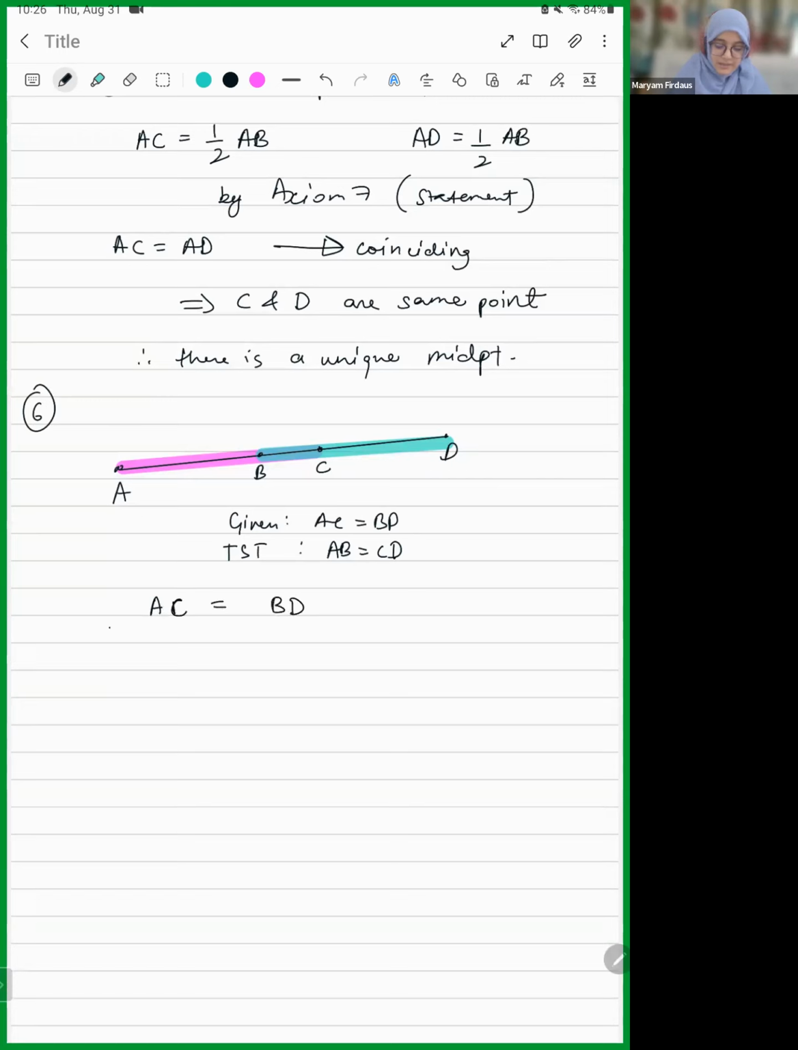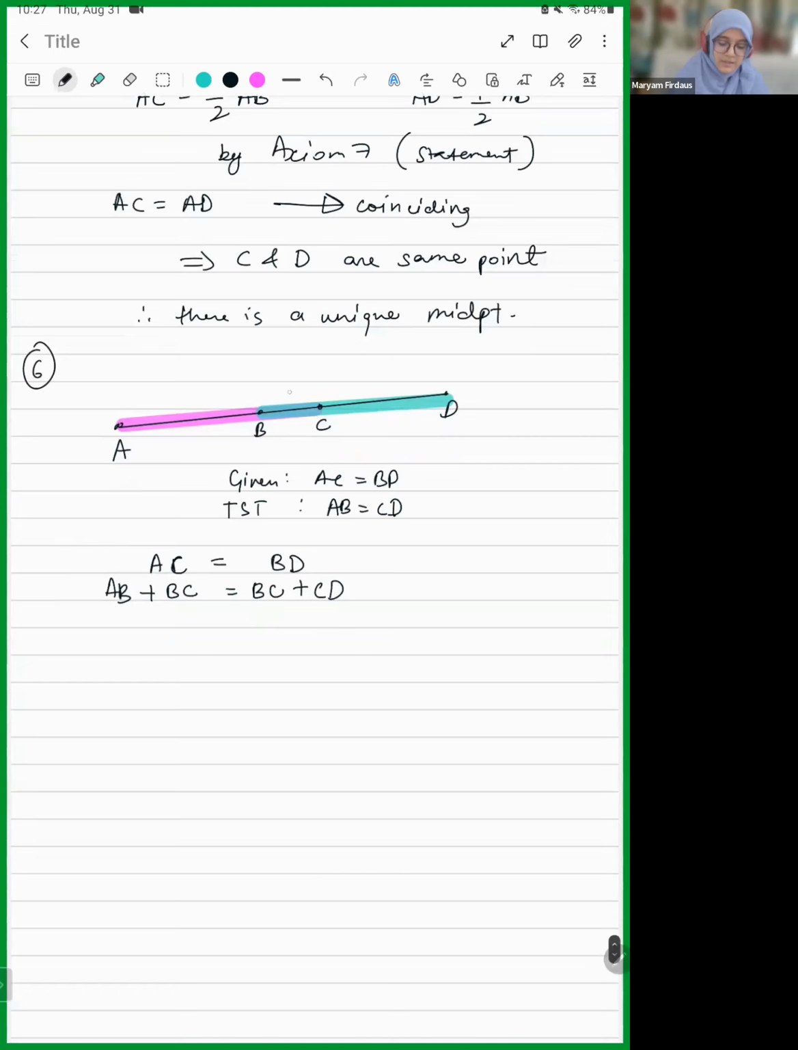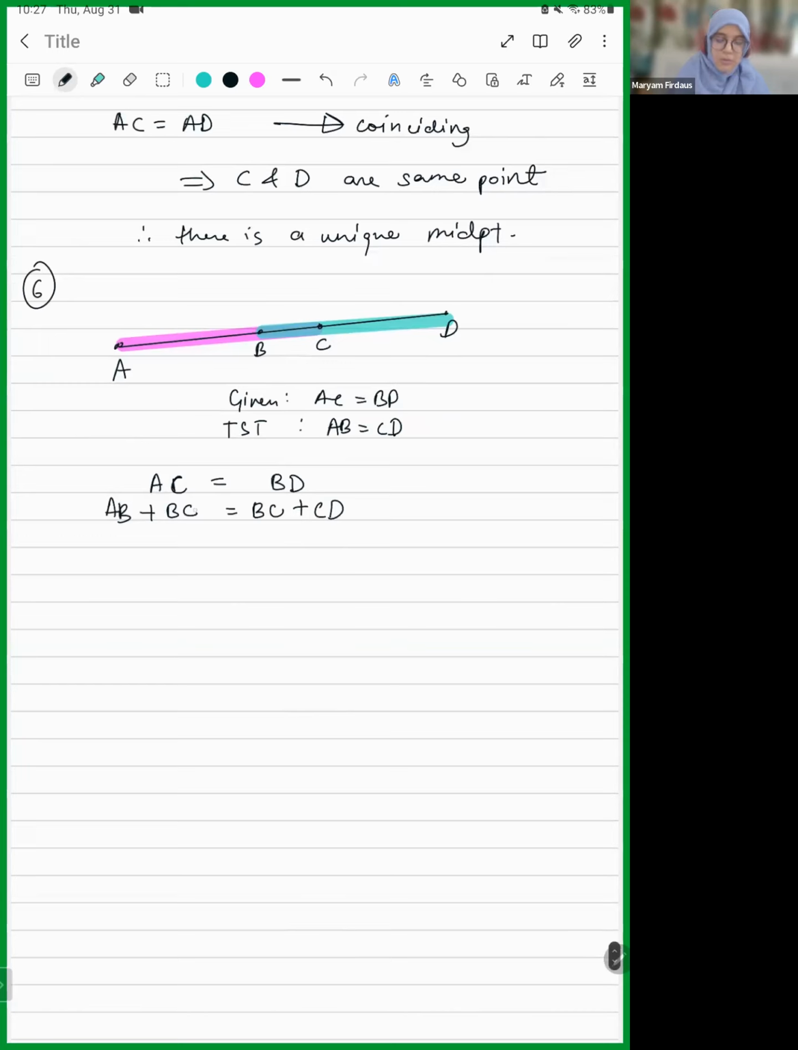Now AC can be written as AB plus BC, and BD can be written as BC plus CD. Since again it coincides, AB plus BC coincides with AC, and BC plus CD coincides with BD. Now we have seen that if you subtract the same thing from two equal things, then the remainders are equal.